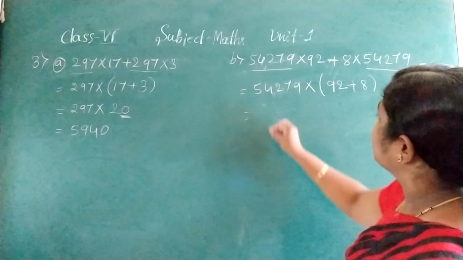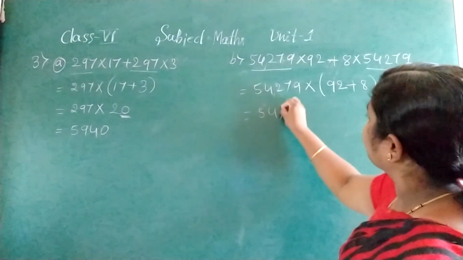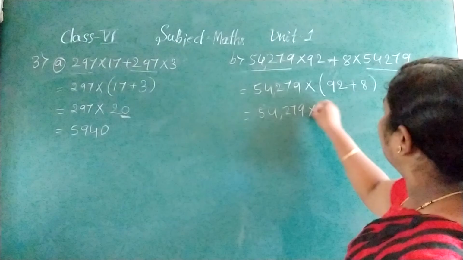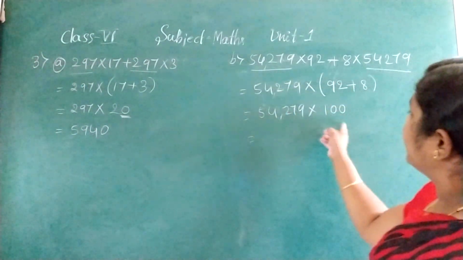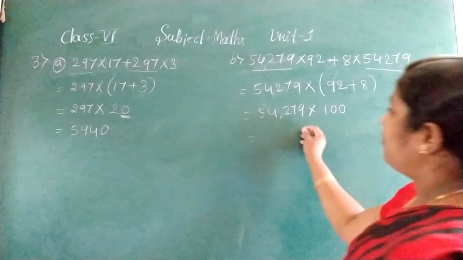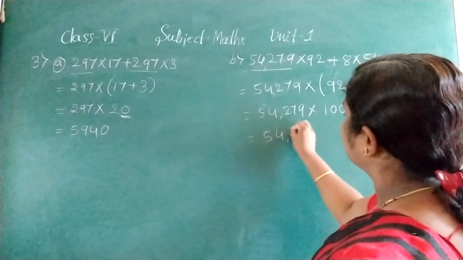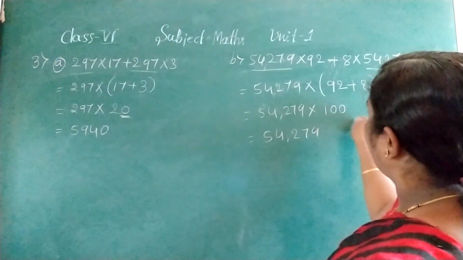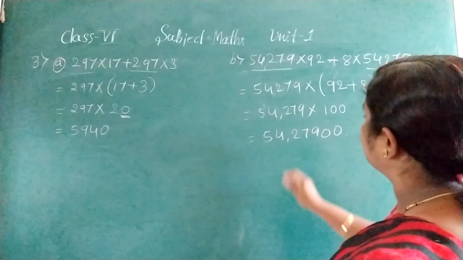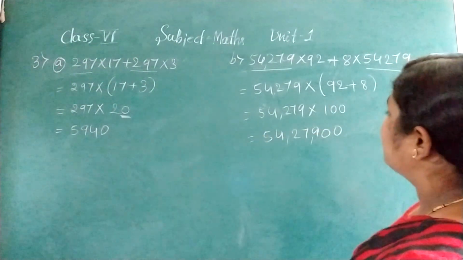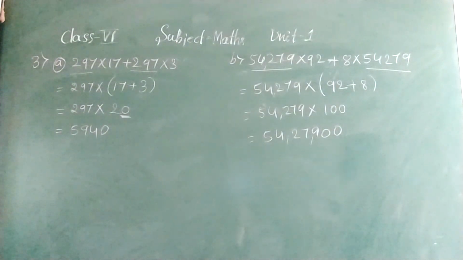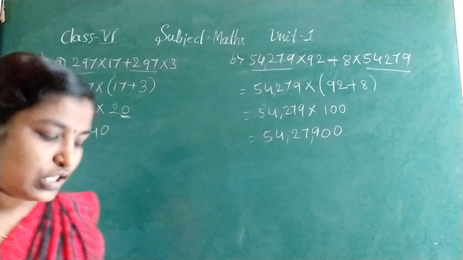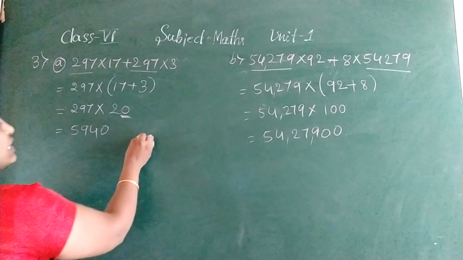Take next. 92 plus 8, 100. Now it's very easy to multiply. Same number as it is you write. And in 100 how many zeros? You write that much. So the answer will be 54,27,900.